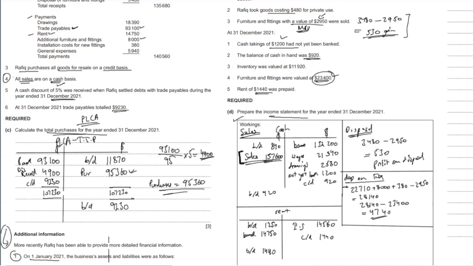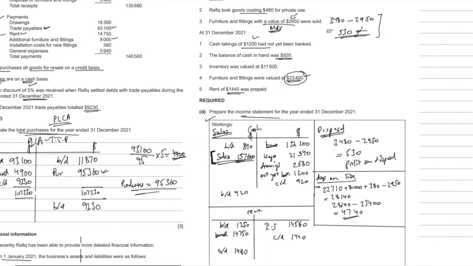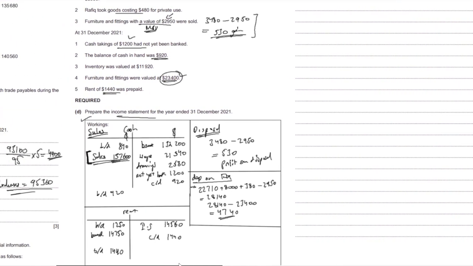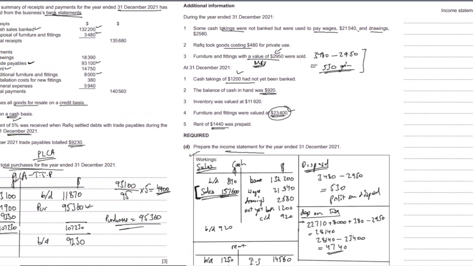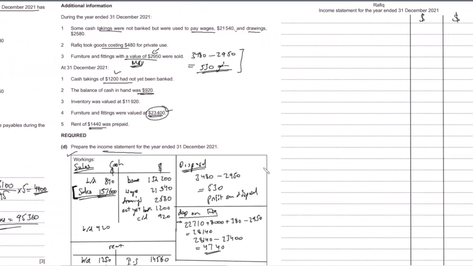Again, I'll confirm my numbers. Everything's looking good to me. I think we're ready to make the income statement. Okay, final stage of this question. Draw a column. First column here. Second column. We may or may not need the third column. There's never a need for it, but it's nice to calculate your purchases figure over there.